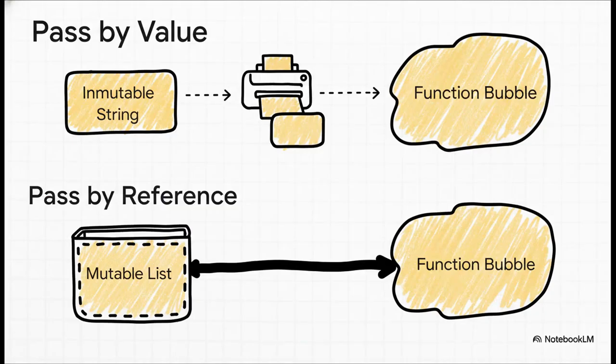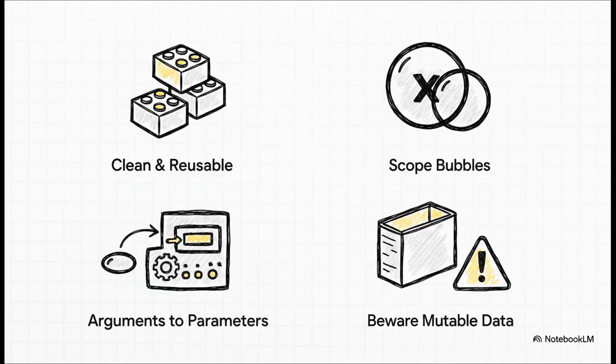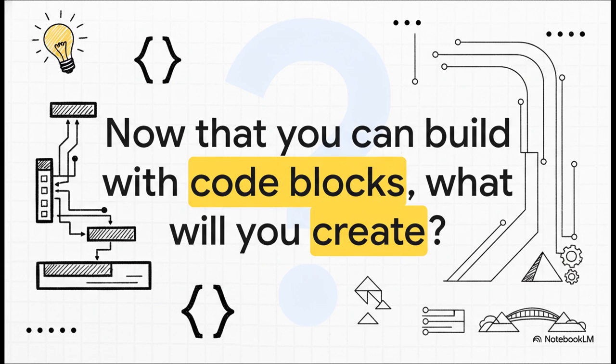It's because the string person is unchangeable, so it was passed by value. Python made a safe copy of it for the function to use. But the list ages is changeable, so it was passed by reference. That means the function got a direct link, a direct pointer right back to the original data. So let's just quickly bring it all together. Here are the key things you should really take away from all this. Mastering these concepts really transforms you from someone who just writes code into someone who designs elegant, powerful solutions.